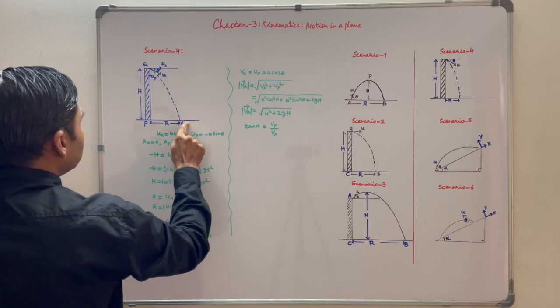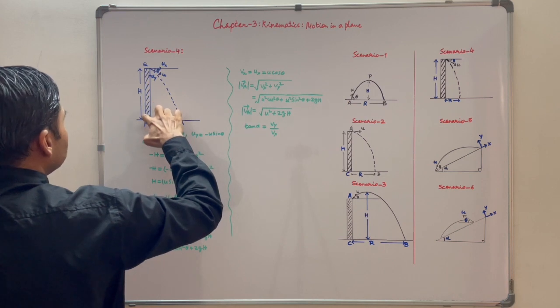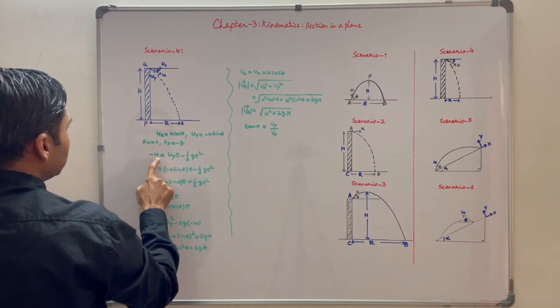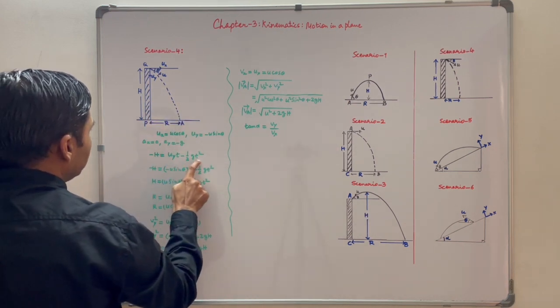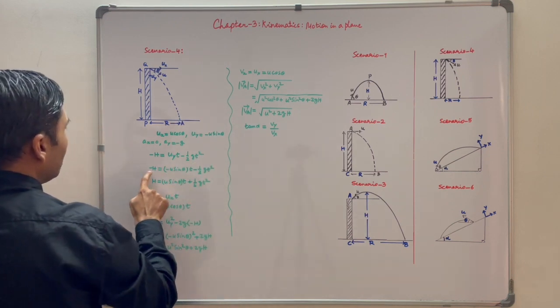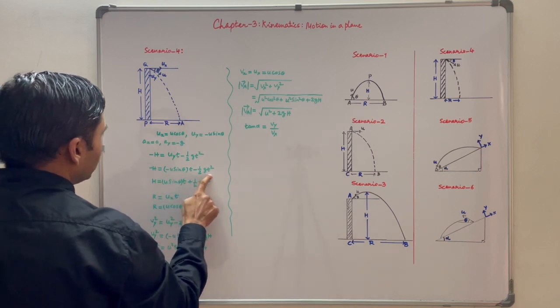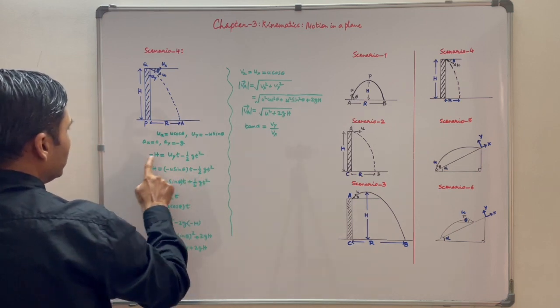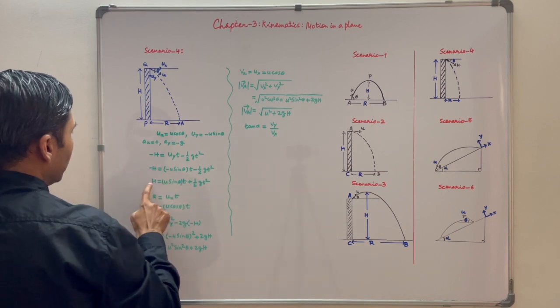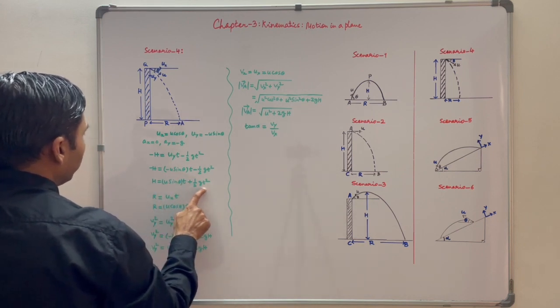When the particle hits the ground, its vertical displacement is minus h as it is coming down. So minus h is equal to uy t minus half g t square. uy is equal to minus u sin theta. So minus h is equal to minus u sin theta t minus half g t square. Multiply both sides by minus 1. So h is equal to u sin theta t plus half g t square.